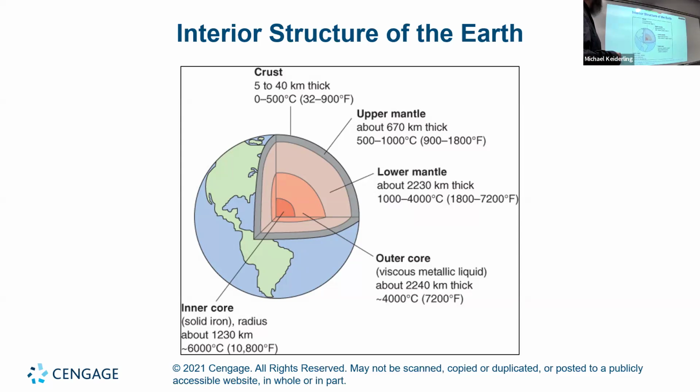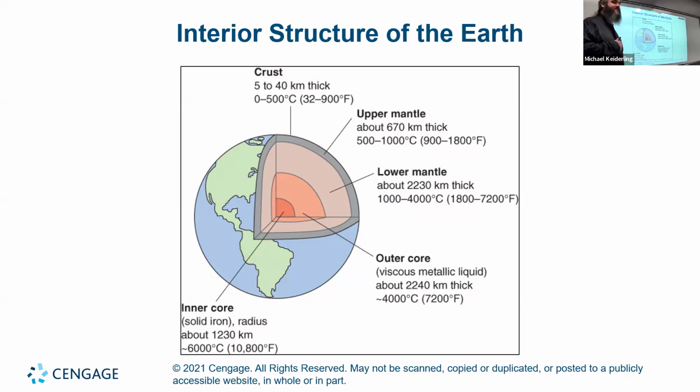The crust is 5 to 40 kilometers thick. Then there's the upper mantle, about 670 kilometers in. The lower mantle, about 2,230 kilometers thick. The outer core, which is a viscous metallic liquid, about 2,240 kilometers thick. And then the inner core, which is solid iron and nickel, about 1,230 kilometers in radius, from the center.